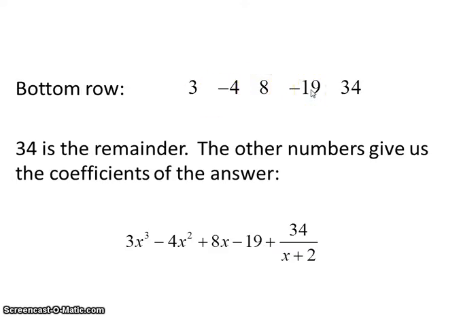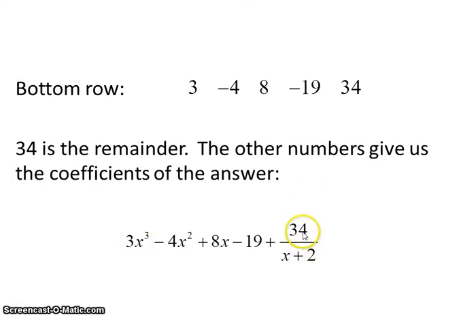The number to the left of the remainder is your constant term, so that's negative 19. The number to the left of that is your x term, that would be plus 8x. The number to the left of that is your x squared term, minus 4x squared, and this is our x cubed term, 3x cubed.